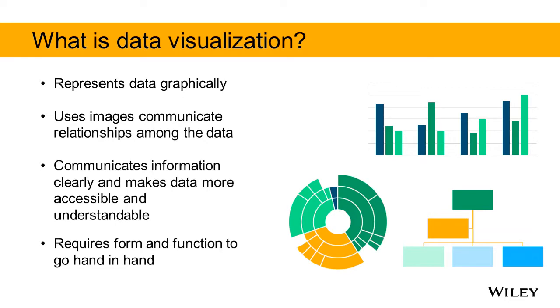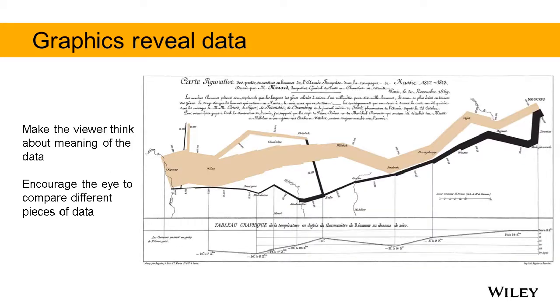And by goal, I really mean that a data visualization has a point of view. It has a perspective and something that it's trying to say, and oftentimes something that it's trying to get its audience to do. We think of data visualization as a way to answer a question. It's more than information, it's more than data, it's an answer to a problem, and form and function for data visualizations really have to go hand in hand. Visualizations make a viewer think about the meaning of the data. They encourage the eye to compare different pieces of data, to find relationships between this point and that point.